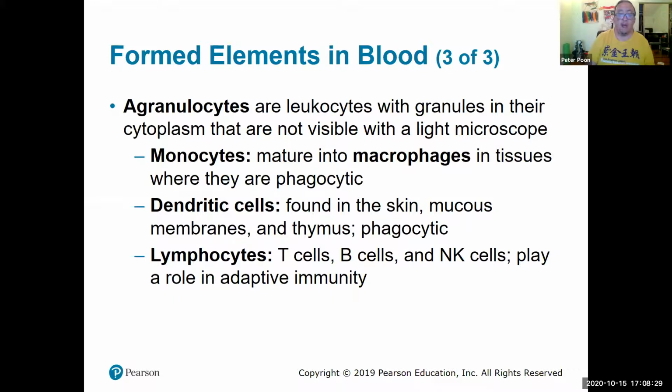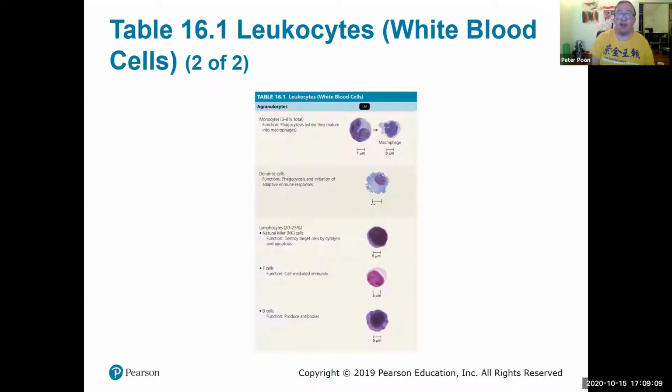Okay, dendritic cells are found in the skin, mucous membranes, and thymus. They are phagocytic. These guys are made in the blood, but they come out really early in development, and they're found in the skin, in the epidermis. What they do is they sit around and eat things, and then present what they eat to these other cells, the T cells and B cells. And the last group is the lymphocytes: T cells, B cells, and natural killer cells, NK cells. These guys play a role in adaptive immunity.